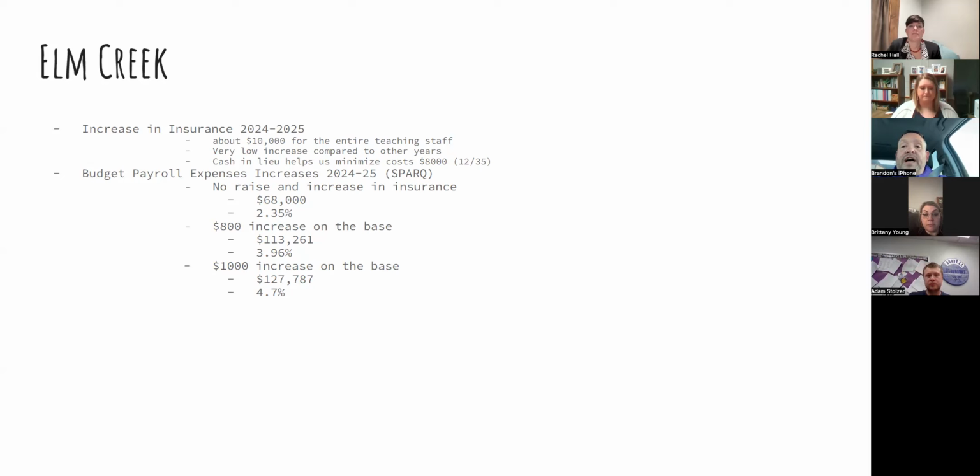For 24-25, we use Spark. I played with a spreadsheet. You change numbers and numbers change like crazy, so it's kind of interesting. The overall cost to our district with our increase, if we gave no raise next year, would be $68,000. That'd be a 2.35% increase, and that's all the costs of people moving through the steps, cost of insurance, all that stuff with no raise.